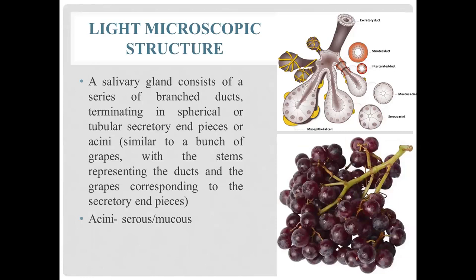This is the light microscope structure of the salivary gland. The salivary gland consists mainly of a series of branching ducts, which terminate in spherical acini. These are the end pieces, which are similar to grapes. The grape stem is similar to the ductal system, and these are the terminal end pieces. Each grape is similar to an acinus. This acini can be of two types: a serous type and a mucous type.